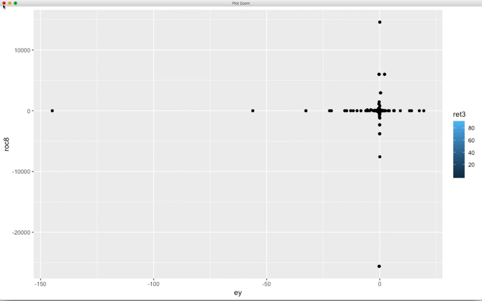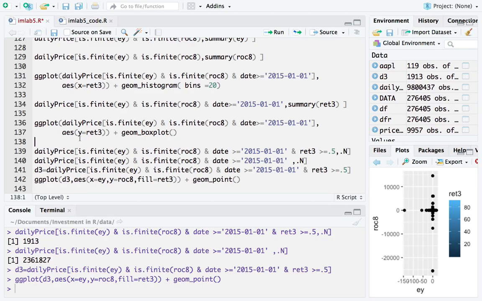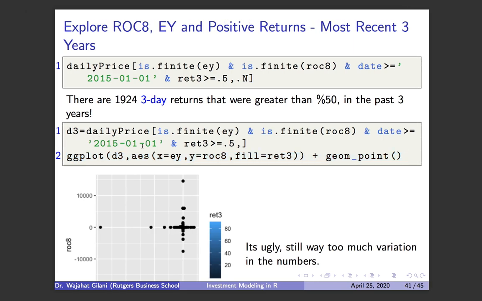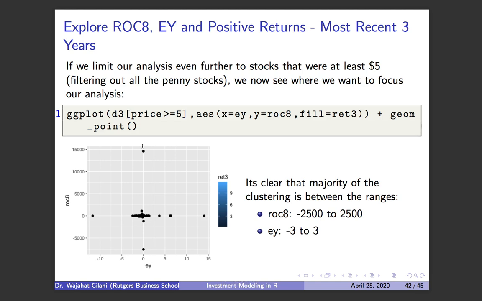All right, so let me deal with this. I want to zoom in on that area more. Too much variation in numbers. If we can limit, let's start limiting our data even more. Now, from here, let me just tell you a little trick. I already know where a lot of those crazy returns come from. A lot of the returns come from penny stocks. Yes, there are penny stocks in our data.